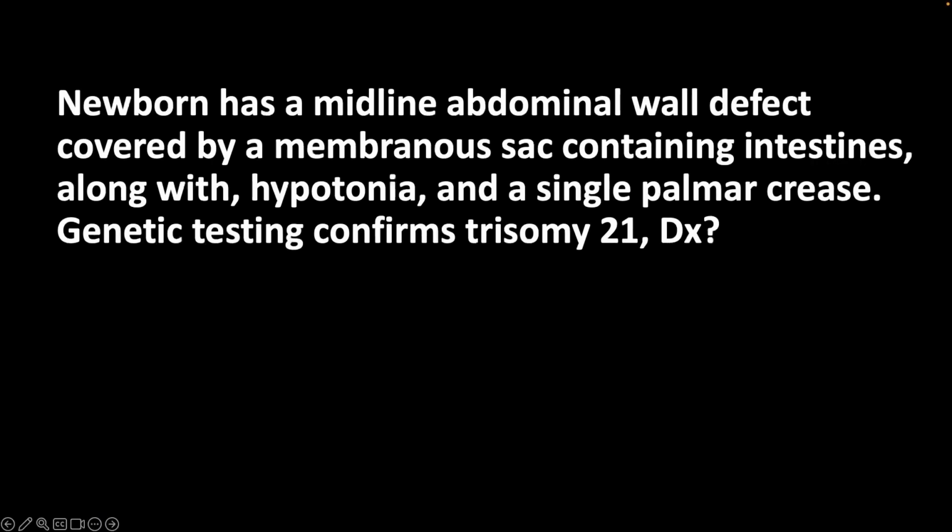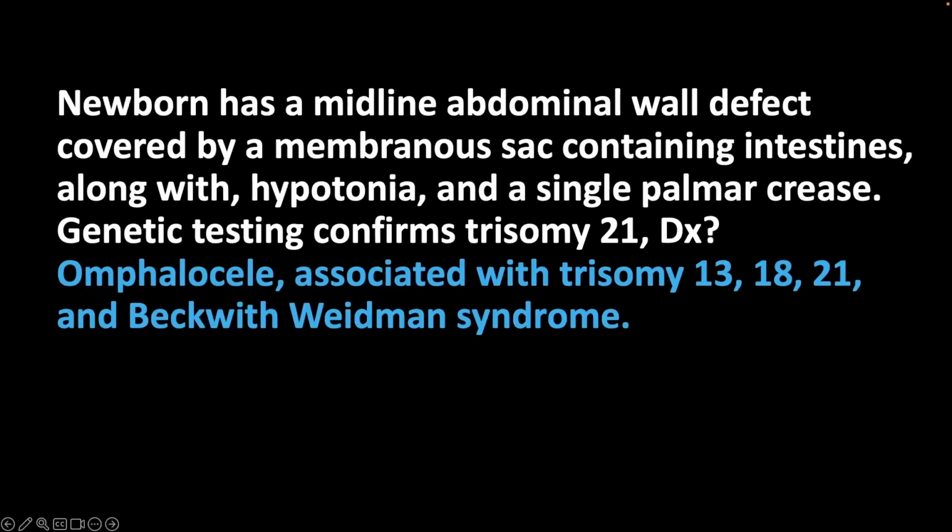Now, a newborn has midline abdominal wall defect covered by membranous sac containing intestines, along with hypotonia and a single palmar crease. Genetic testing confirms trisomy 21. What's the diagnosis? So this would be omphalocele. It's associated with trisomies, and then also Beckwith-Wiedemann syndrome.